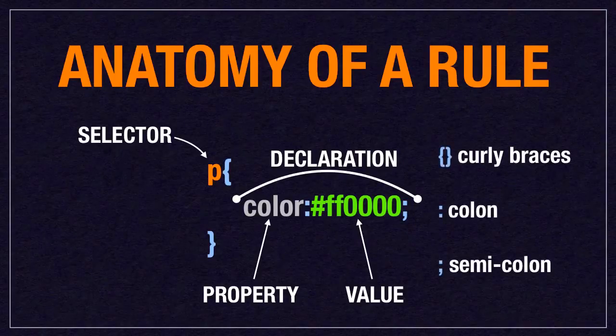So those are important pieces to remember. The curly braces that go after the selector and around the rest of the rule, the colon that separates your property from your value, and then the semicolon at the end of the value.